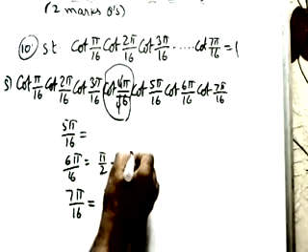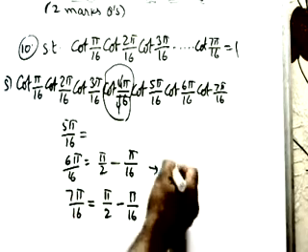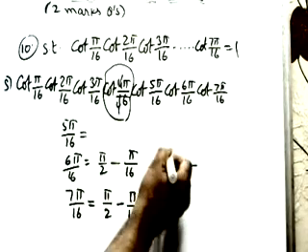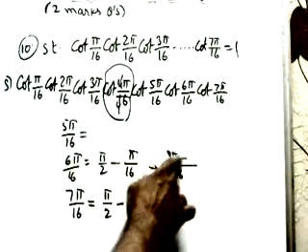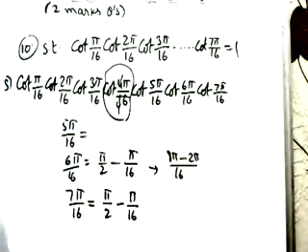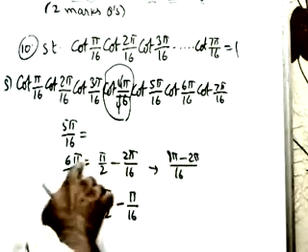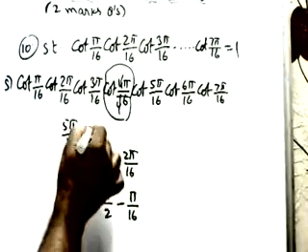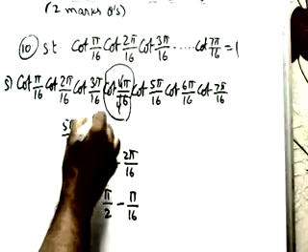Now let me try the next one. Pi by 2 minus, you just write first pi by 16. What is the LCM here? 16. So this will be 8 pi. What should be here to get 6 pi? 8 pi minus 2 pi should be. So you should have 2 here. If you take the LCM, it will be 16. 8 pi minus 2 pi is 6 pi.